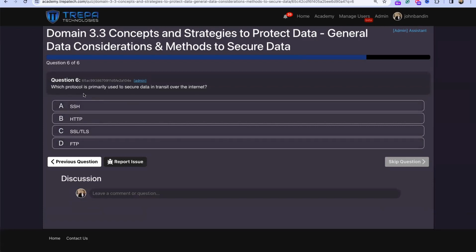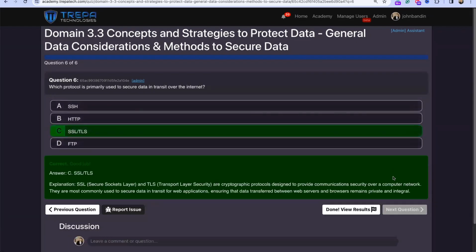Question 6, which protocol is primarily used to secure data in transit over the internet? That's going to be TLS, right, guys? SSH can as well. SSH definitely can, but that's not the primary protocol over the internet, okay? That's going to be TLS.